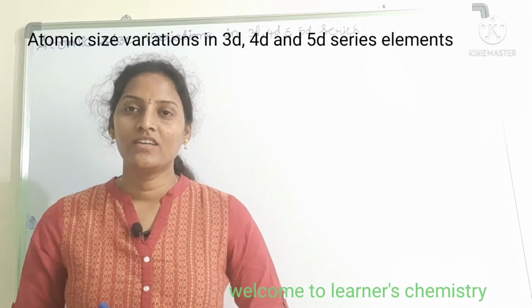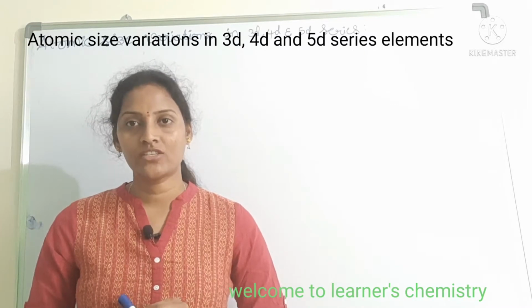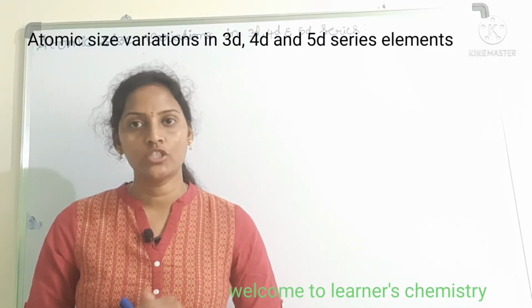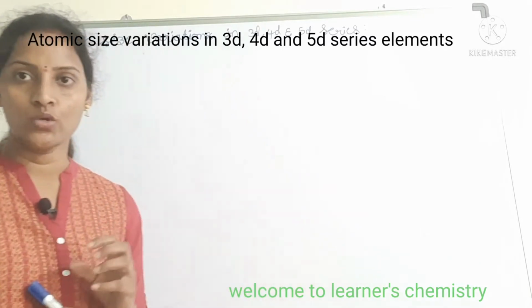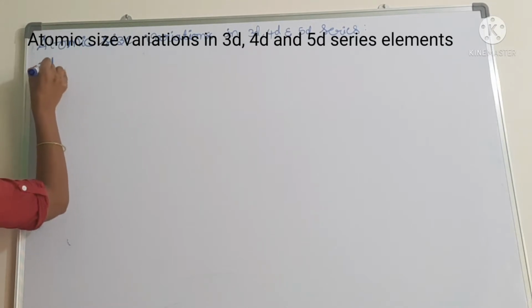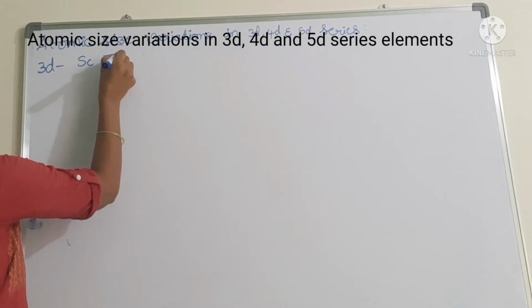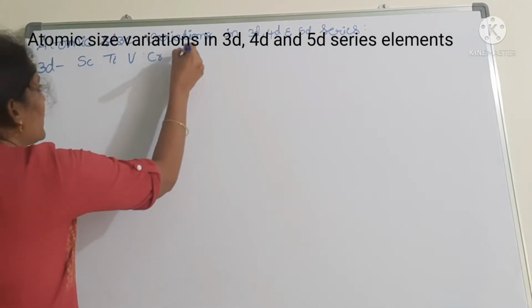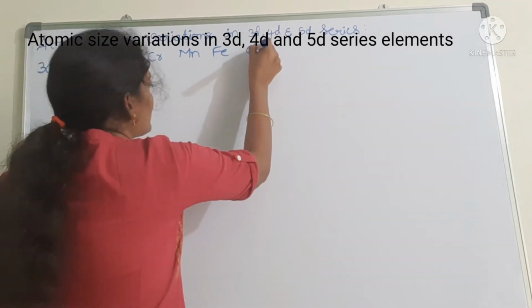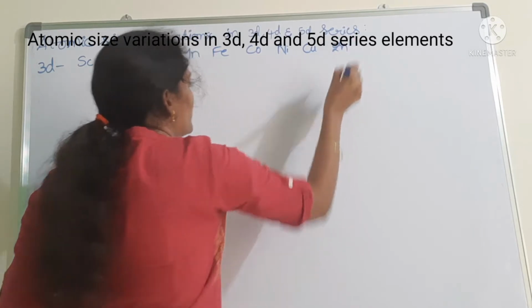Hi students, today we are going to discuss atomic size variations in 3D, 4D and 5D series elements from D block. Just try to know what the 3D series elements are. The 3D series elements are scandium, titanium, vanadium, chromium, manganese, iron, cobalt, nickel, copper and zinc.